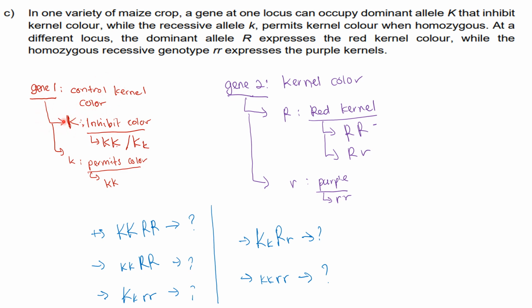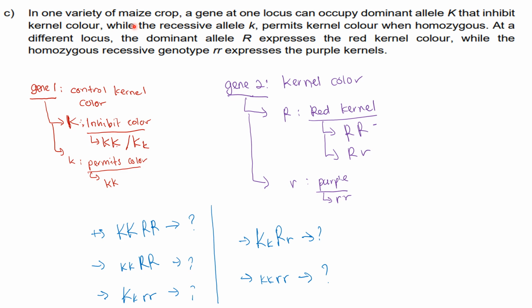There are two alleles involved, the dominant K allele and the recessive k allele. The dominant K allele inhibits kernel color, so an individual that is homozygous dominant or heterozygous will not permit kernel color. The recessive allele permits color, so an individual with a homozygous recessive genotype will allow the expression of kernel color. As for the second gene, it controls the kernel color. There are two possible alleles: the dominant R allele produces red kernel, so an individual that is homozygous dominant or heterozygous produces red kernel, and individuals that are homozygous recessive produce purple kernel.